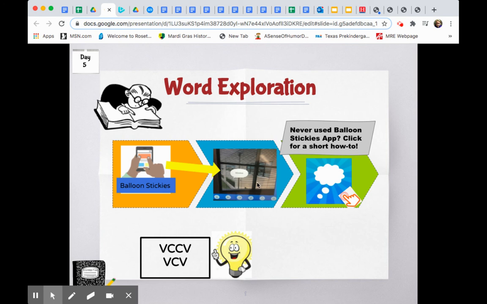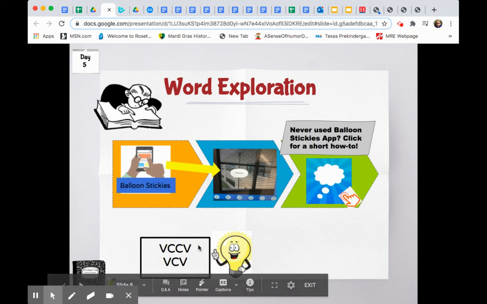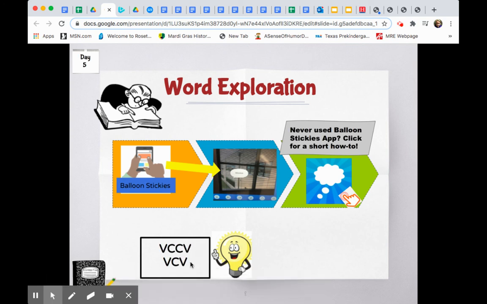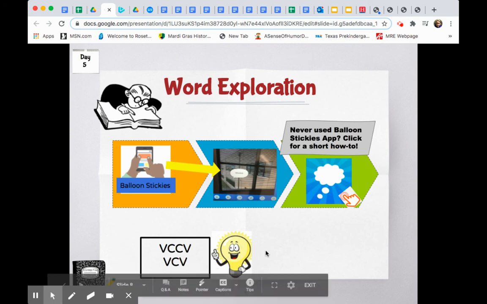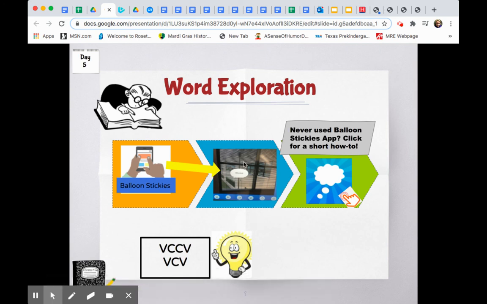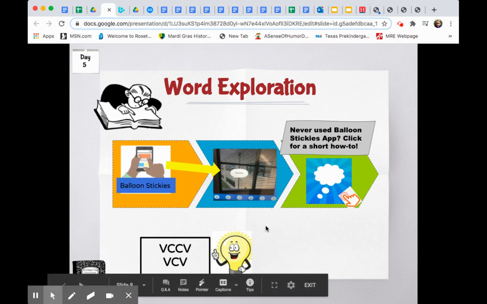But what I want you to do is explore different VCCV words or VCV words in your life. So either you find them around your house or in something you're doing or saying. And I'm going to have you upload 5 of these words on Canvas. So go ahead and start exploring. You can use that app and upload what you find there, or you can just write them in your notebook.